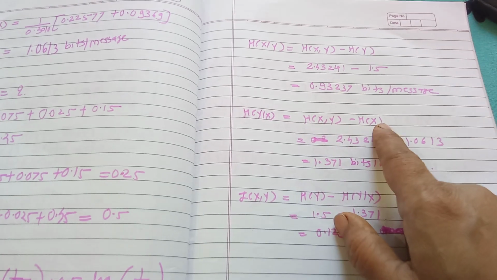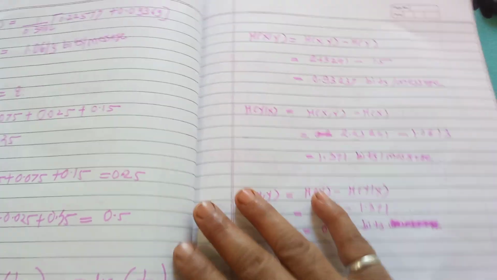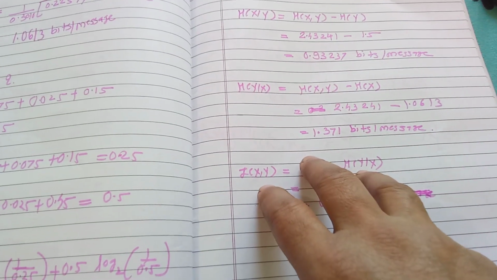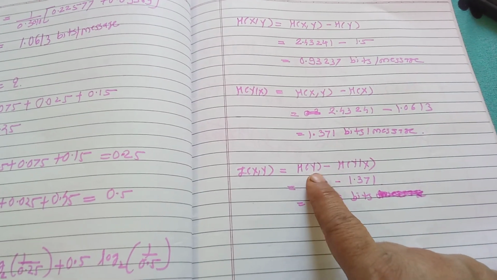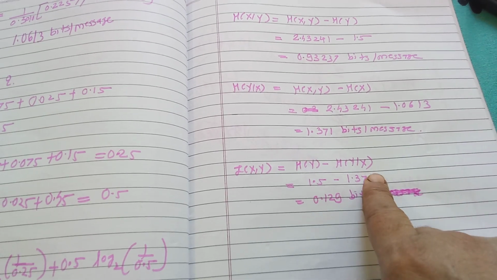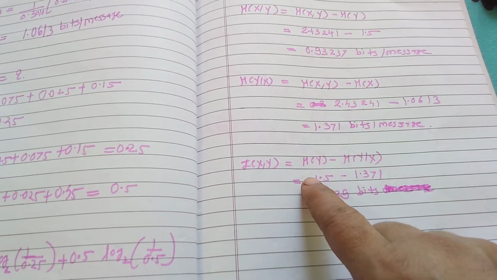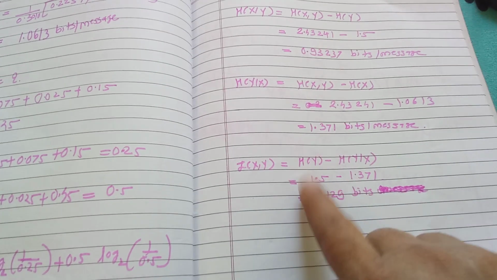Hy given x is Hxy minus Hx. These formulas also we have seen in one video, where I have covered all these formulas. Ixy is Hy minus Hy given x, or Hx minus Hx given y, or Hx plus Hy minus Hxy. Any formula you can use. So you got these values.